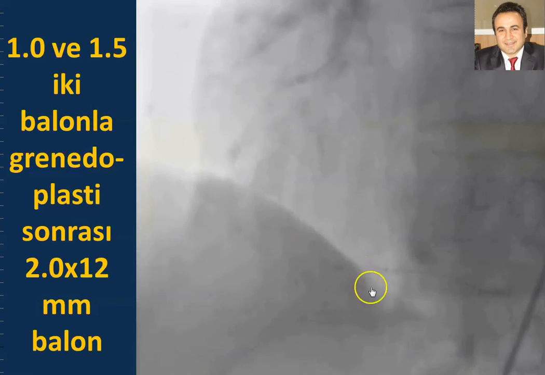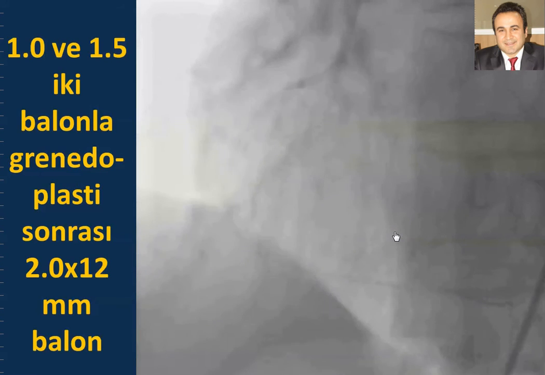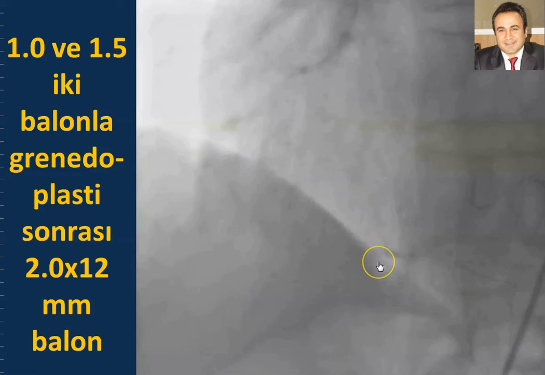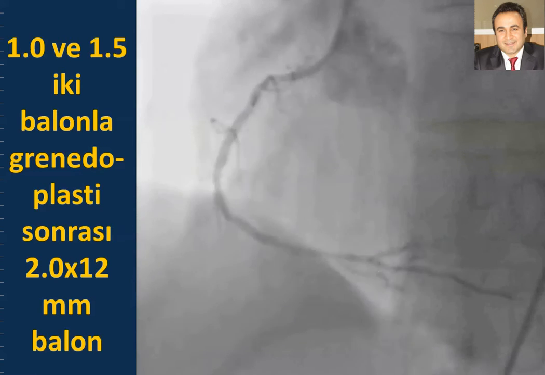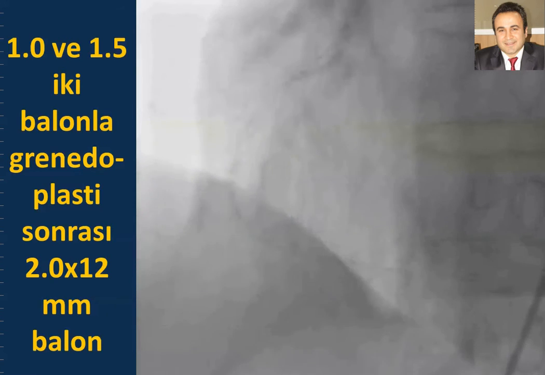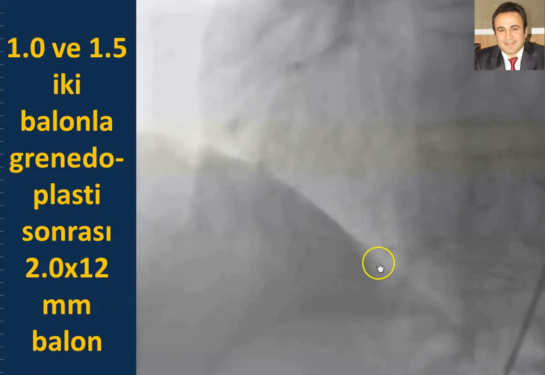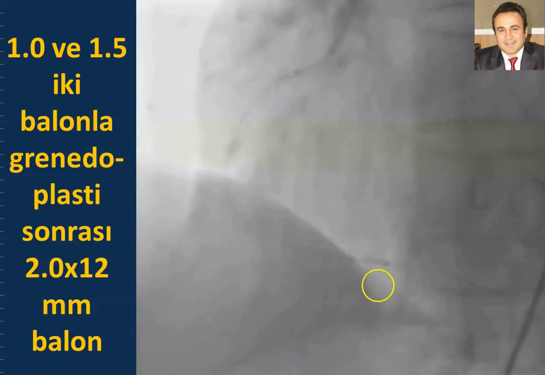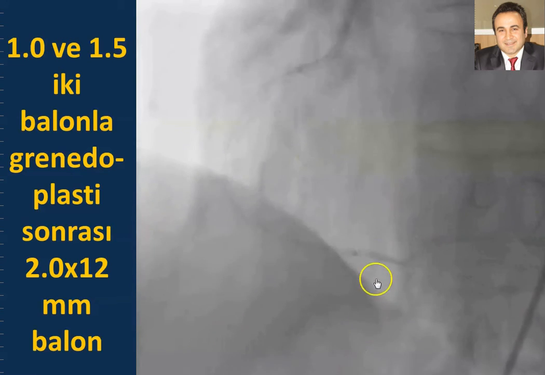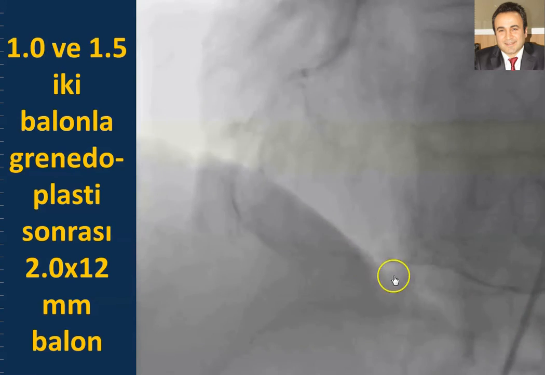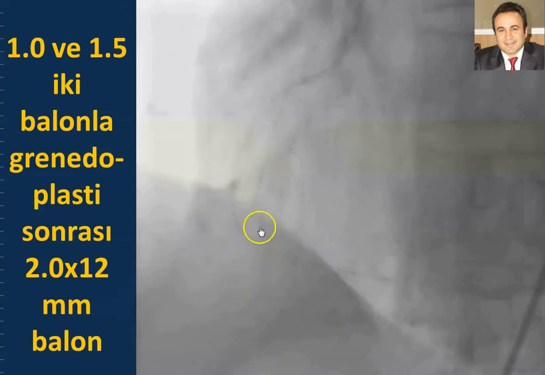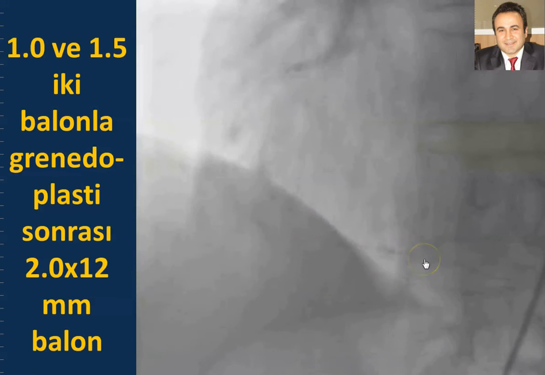Unfortunately, we couldn't succeed to deliver a 1.2 balloon at this point, the crux area. We have done 2 angioplasties at this point; 1.2 and 1.5 balloons were intentionally ruptured at this area, and then a 2.0 by 12 balloon was delivered after the 2 angioplasties.